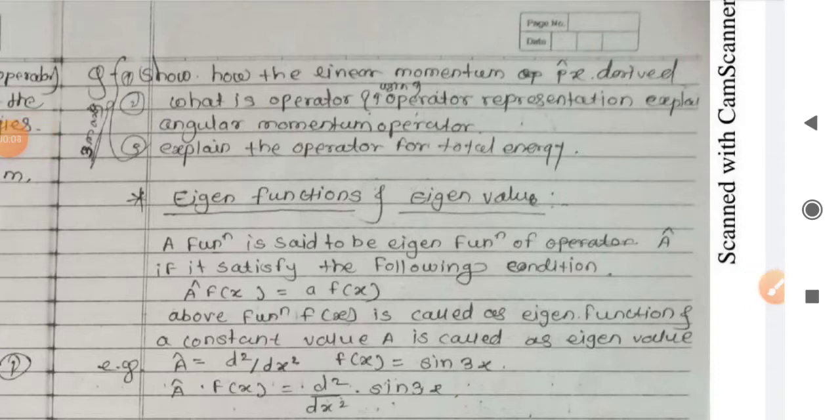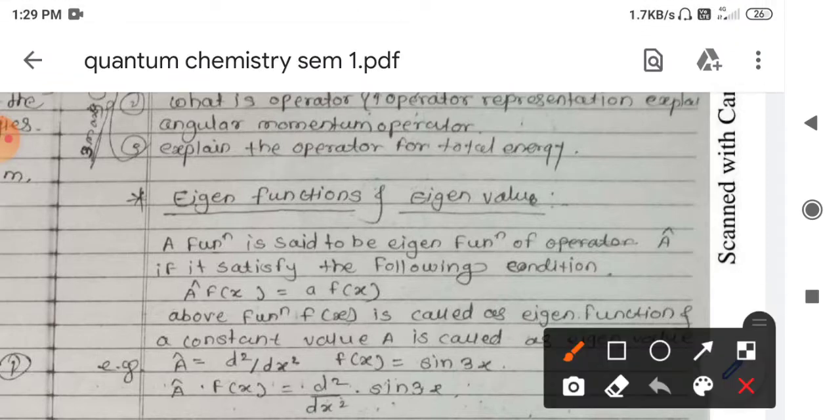Welcome back. Up to this point, we have seen the various types of operators that we use in quantum mechanics. There we have seen the position operator, linear momentum and angular momentum operators, and the total energy operator, which is also called the Hamiltonian operator. So we have seen lots of operators.